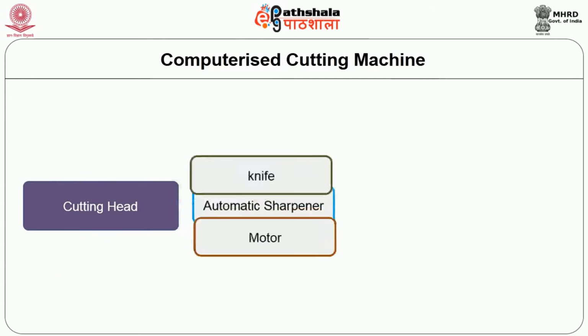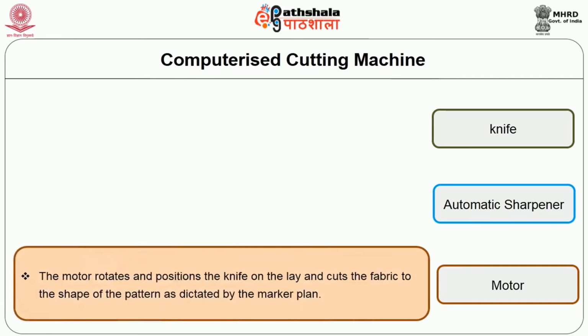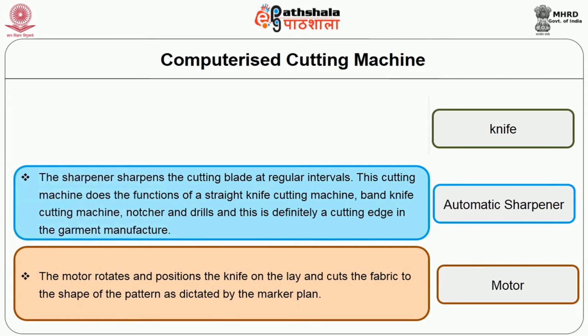The cutting head consists of a knife, an automatic sharpener and a motor. The motor rotates and positions the knife on the lay and cuts the fabric to the shape of the pattern as dictated by the marker plan. The sharpener sharpens the cutting blade at regular intervals.